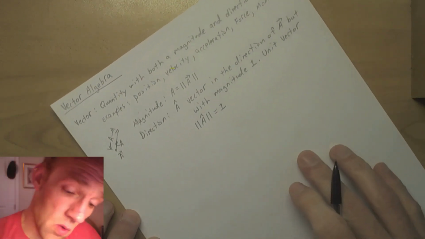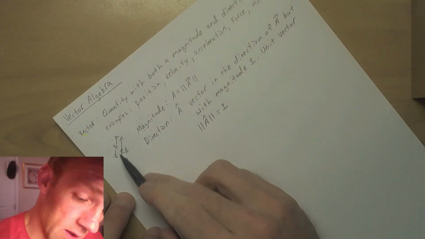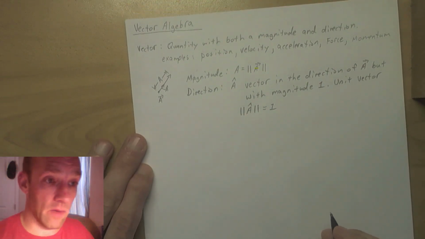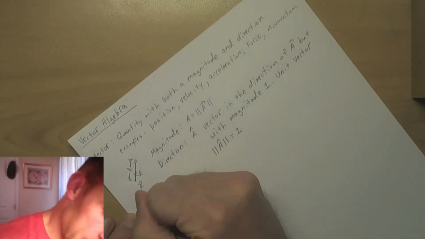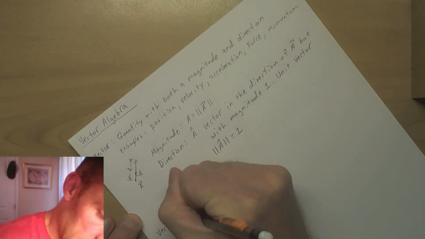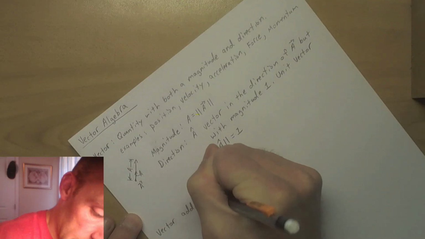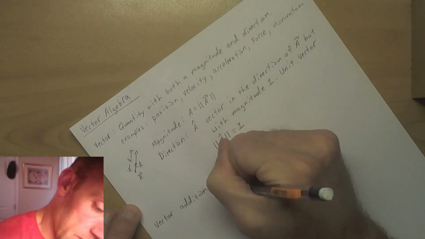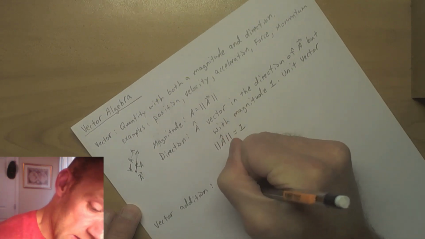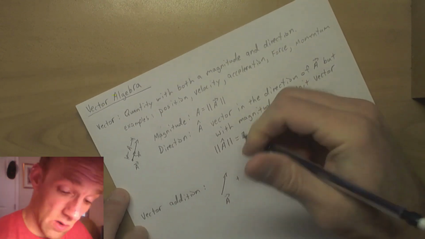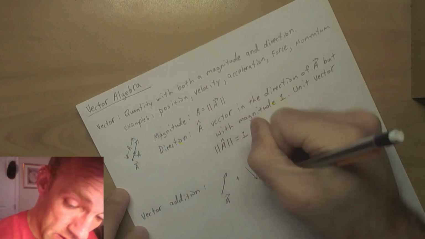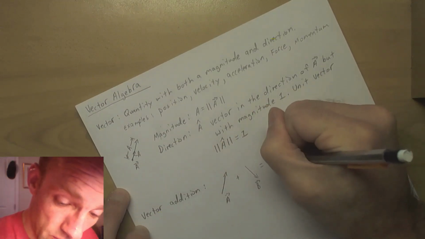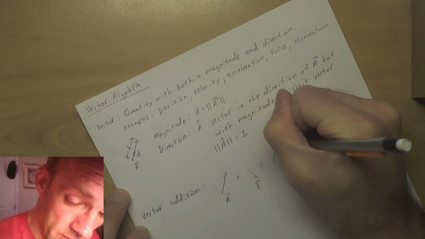Okay, so now we have this quantity. What can we do with it? Well, we can add vectors together. So if I have two vectors, A and say another vector B, then you add them together using this rule here.